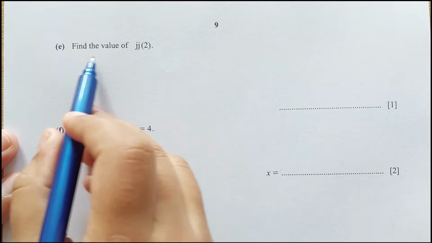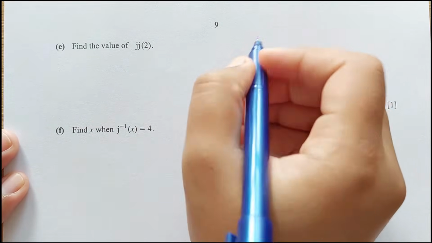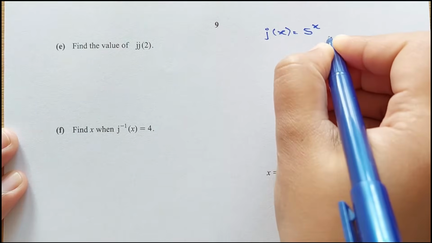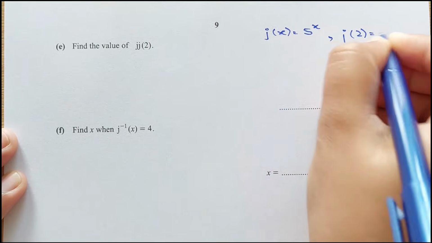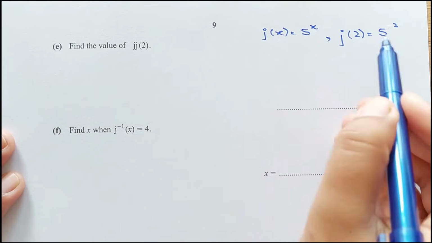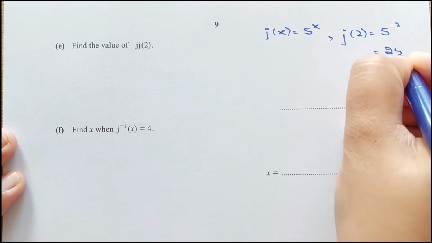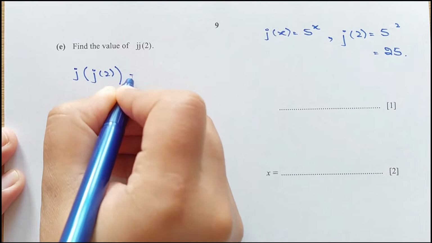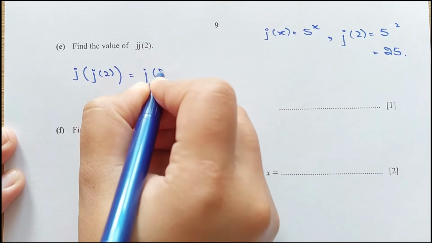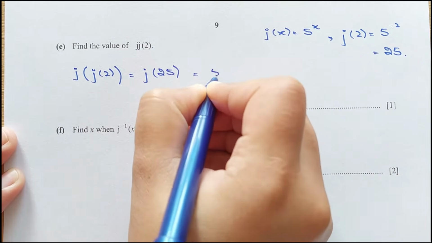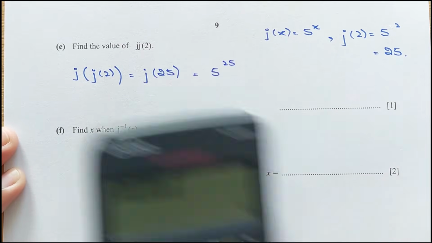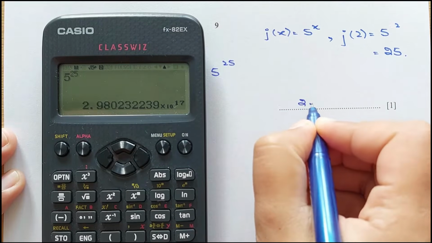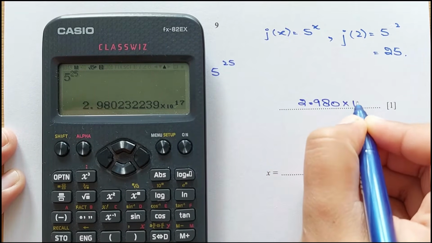Part E, find the value of j of 2. So j of x we have given is equal to 5 exponent x, and we got j of 2. J of 2 is 5 exponent 2, that is equal to 25. Right. Now j of j of 2. What is j of 2? That is 25. And j of 25 is 5 power 25. And what is 5 power 25? 5 exponent 25 is equal to 2.980 times 10 exponent 17.